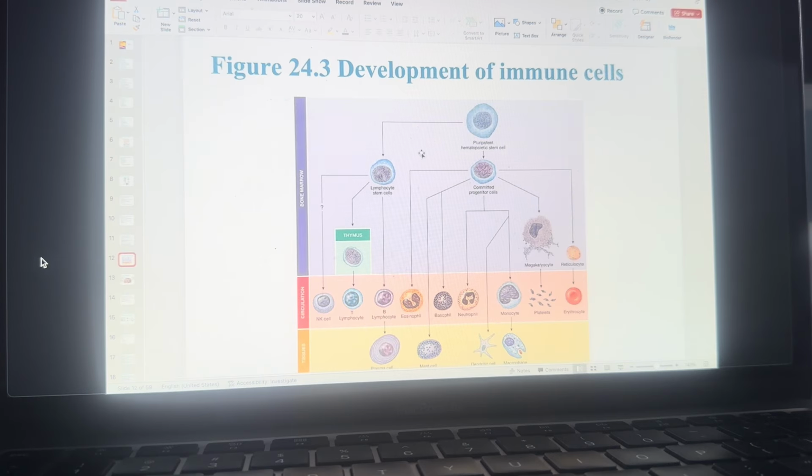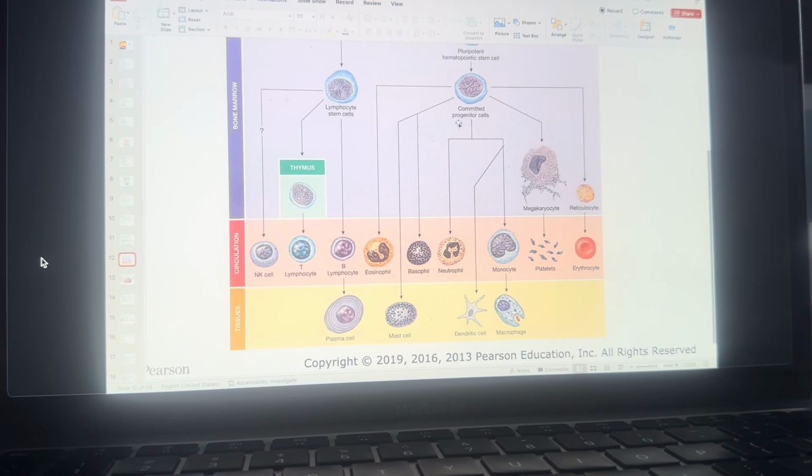And this is just showing you the lineage, right? So we have these progenitor cells giving rise to all the other white blood cells. And then you have the lymphocyte stem cell that only gives rise to the T and B cells, right? And also the natural killer cells.